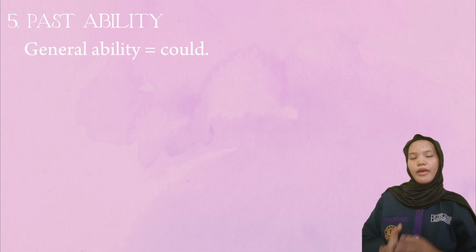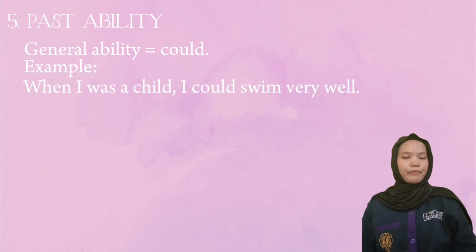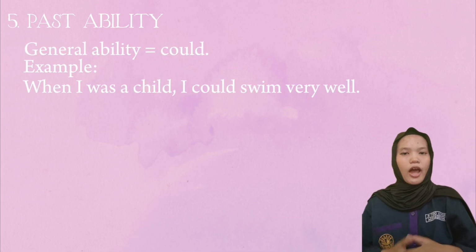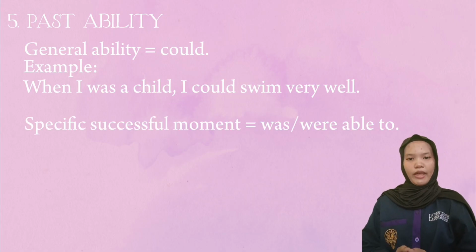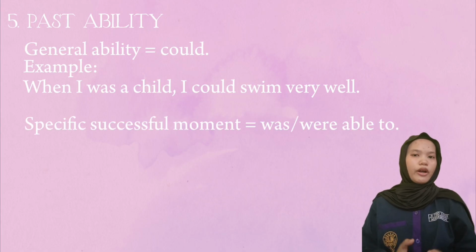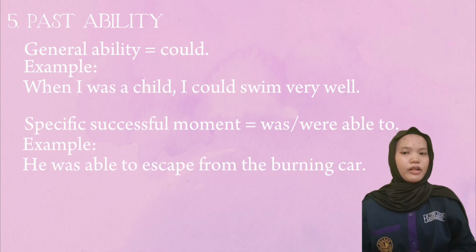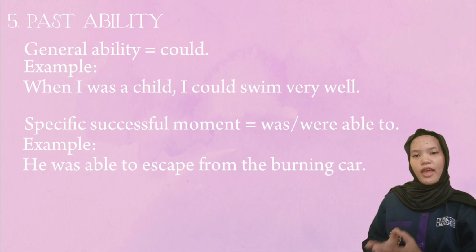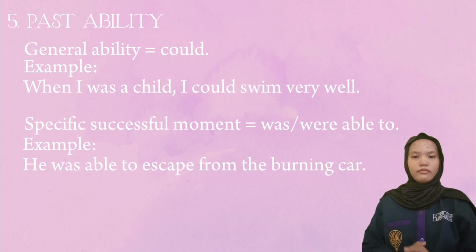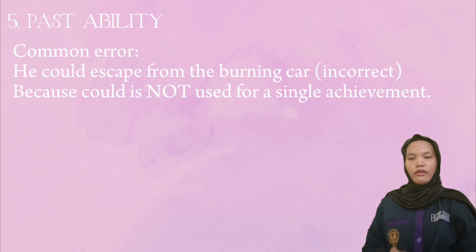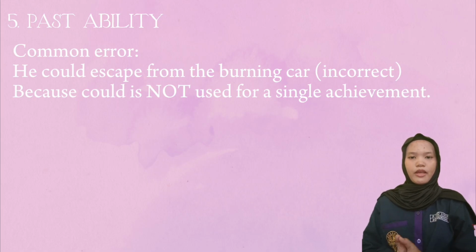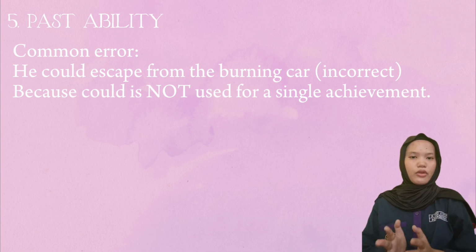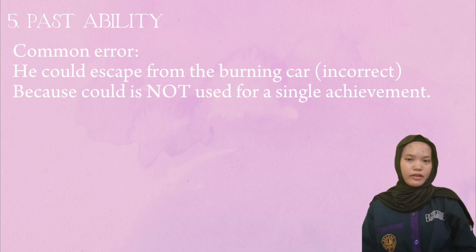For general ability, we use could. For example, when I was a child, I could swim very well. For a specific successful moment, we use was or were able to. For example, he was able to escape from the burning car. Here is the common error. He could escape from the burning car is incorrect because could is not used for a single achievement.